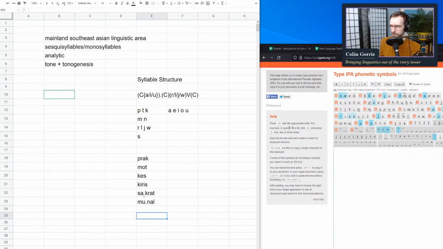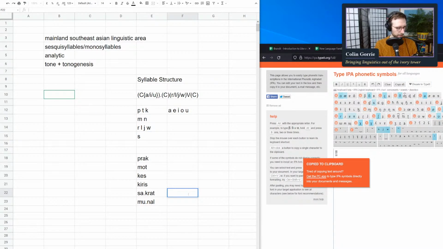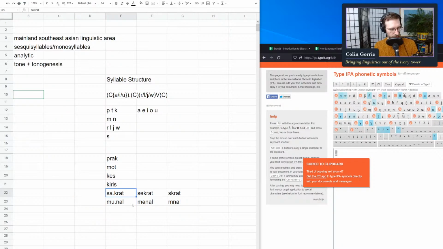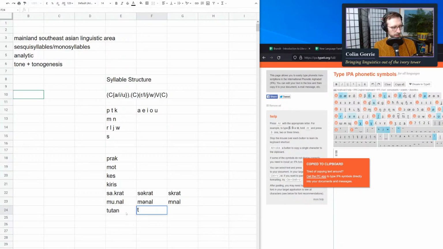So this is what we're looking at for the proto-language. And as a preview, what we'll probably do in the descendant languages is neutralize all of these initial vowels. Sakrat, manal, and then we'll eventually go to skrat, nal, and at any point we could do fun things. So you might have something like tutan, which goes to patan, which turns into an initial geminate, tan.